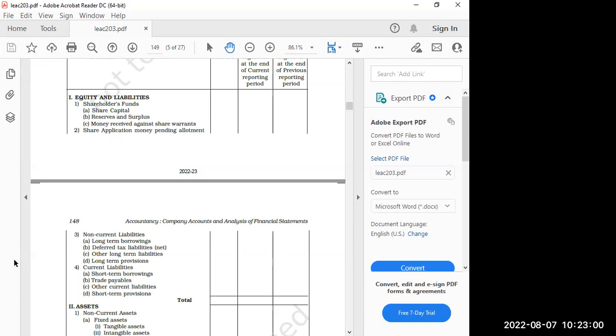Or you don't even write that item. A, B, that is important. C mostly won't be there. Next, come to point number 2 under equity, second point. What is that? You received application money, but you did not allot the share so far. It also won't be there in general.